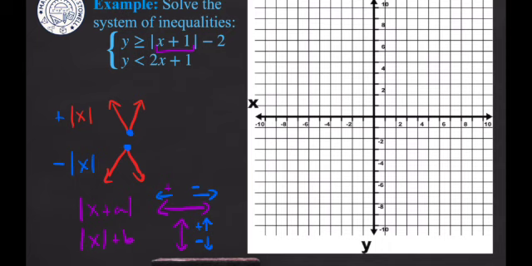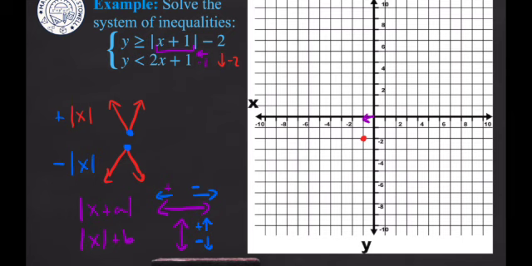So for our system of inequalities, we have an x plus 1. That's a plus, which means we are going to be going to the left by 1. So we're going to go over to negative 1. And we are going to go down, because we're subtracting 2 on the outside. We're going to be going down by 2. So our vertex of this absolute value is at negative 1, negative 2. That is the point where it stops going down and starts going up. And this absolute value is positive, so it is going to go down and then bounce up.